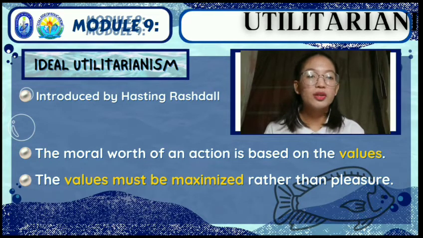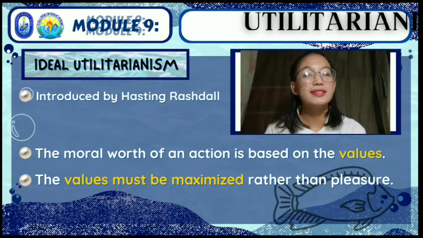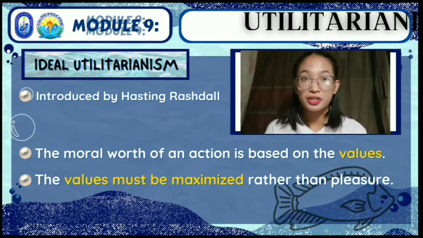Ang example nito is friendship. According to the Greek philosopher Aristotle, friendship has value in itself, and it's not merely a means to obtain something else. So friendship itself already has its value, and in ideal utilitarianism, it is what one's action should aim to maximize. So basically, according to Rashdall's theory, the moral worth of an action is based on the values and not on the result of the action, and that value should be maximized rather than pleasure.